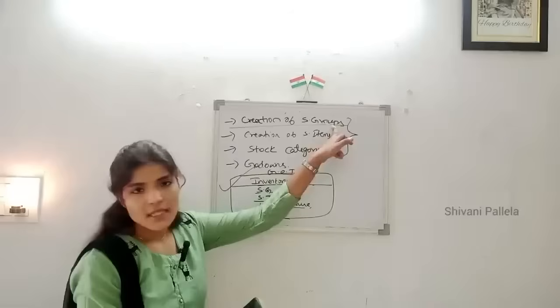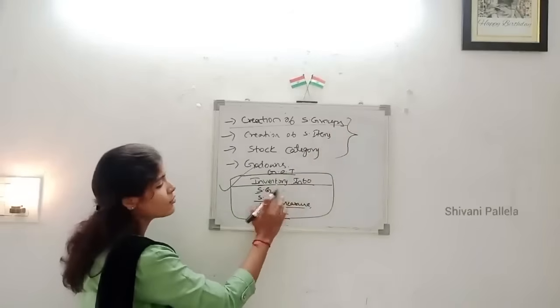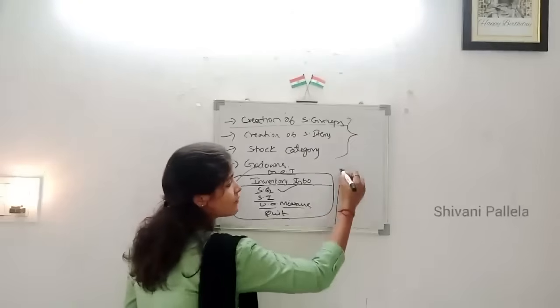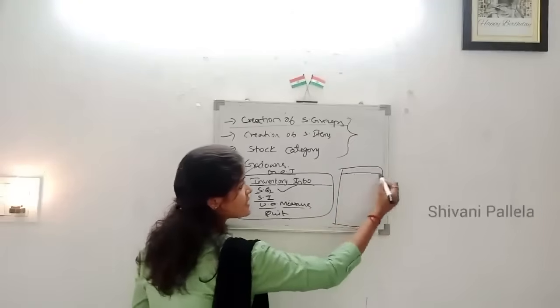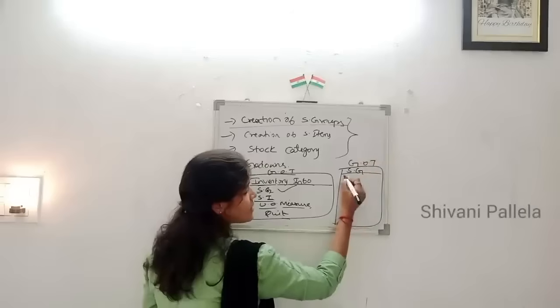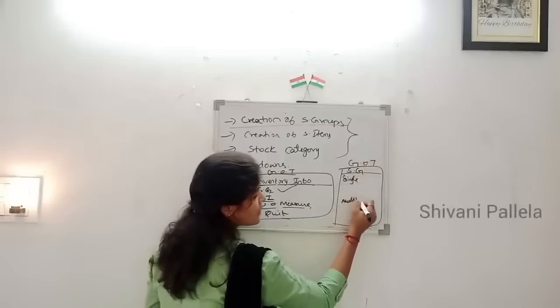They are asking about the stock groups. After clicking on the inventory info, click on stock groups. There you will find another screen like this. Stock groups, right? Gateway of Tally. Here also you will have single stock group, multiple stock group, quit.